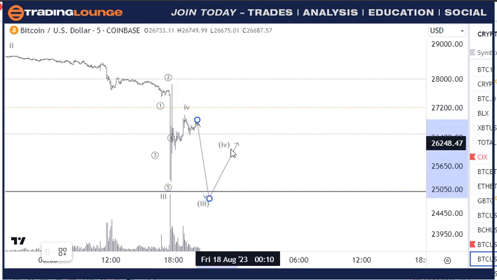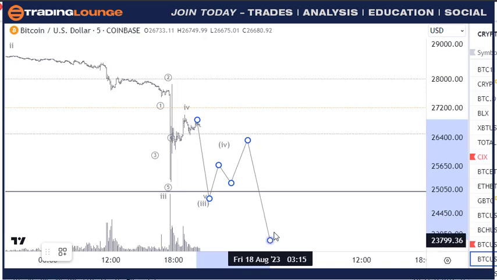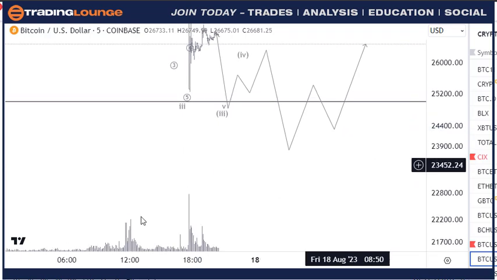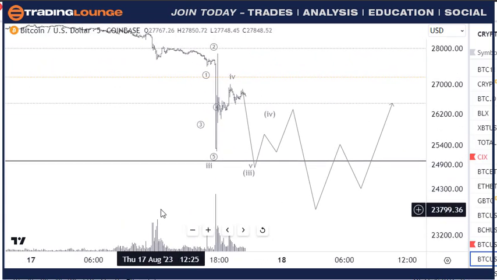So down, and some sort of 3 wave back up to check supply, and then another move down here. So it's going to be something like this down here. So yeah, that's it in a bit of a nutshell.